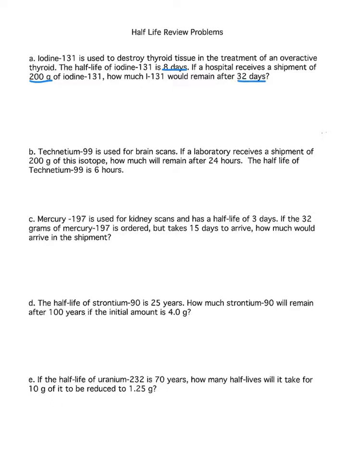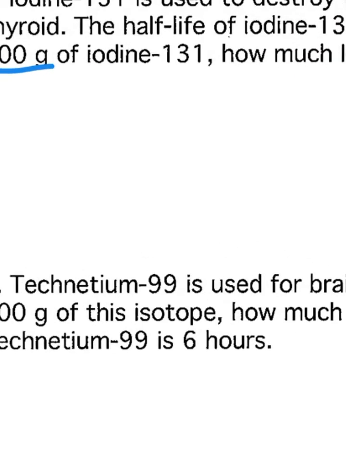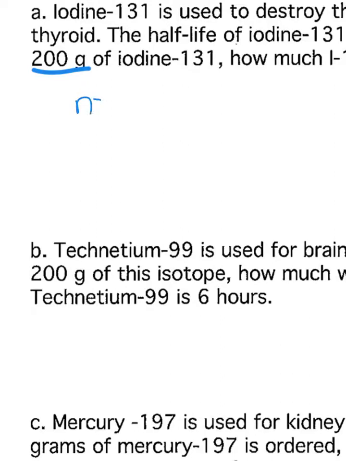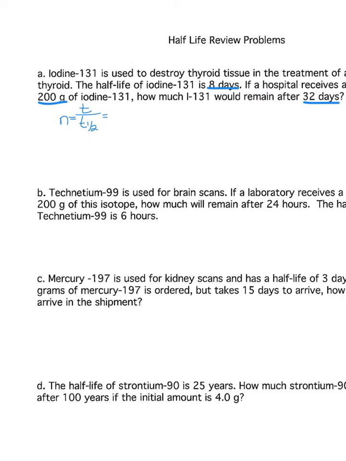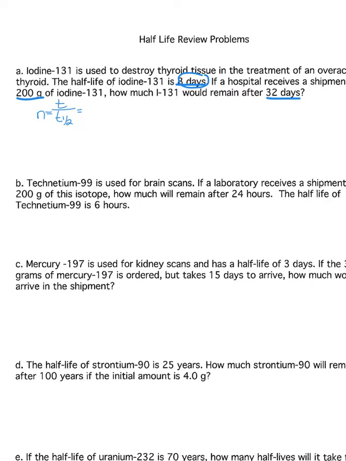It's always best to approach these problems by first trying to find n, the number of half-lives. And if you remember, we said you can find n by doing t, the total time that has elapsed, over t 1/2, which is the half-life. The problem tells me the half-life is 8 days, and the total time that has elapsed is 32 days.